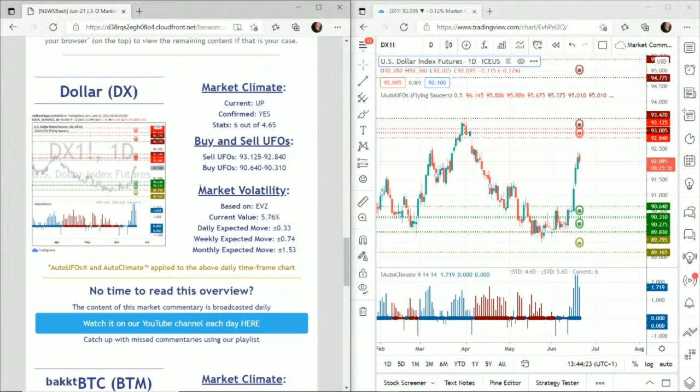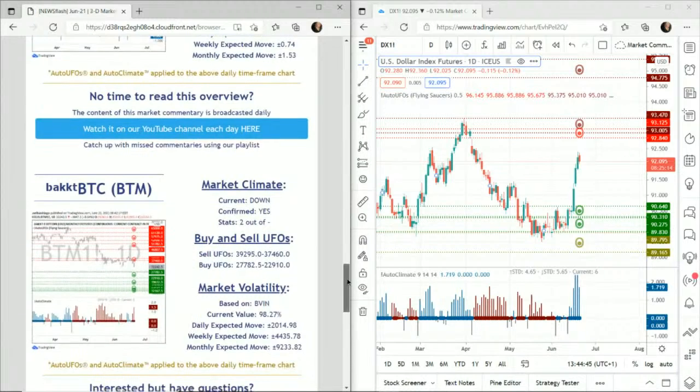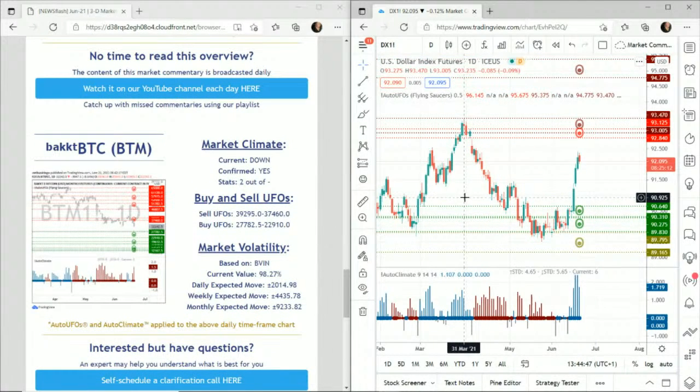In terms of volatility in the US dollar, we would expect in 1 year up or down of 5.76%, which means in a day up or down of 0.33 points, in a week up or down of 0.74 points, and in a month up or down of 1.53 points. That's the US dollar. Okay, moving on to the last market, which is Bitcoin.